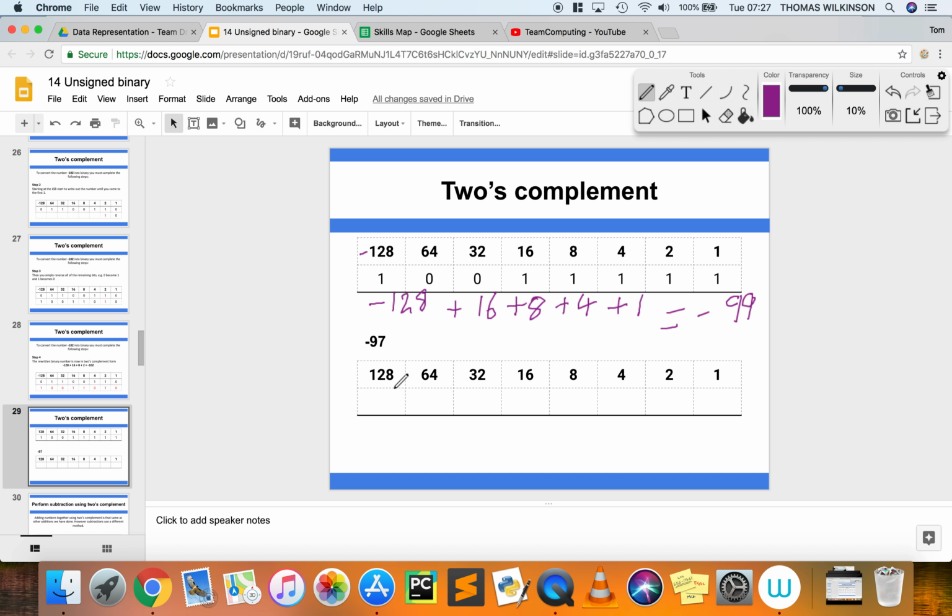Okay, so to do it the opposite way round, what we're going to do first of all is we are going to place positive 97 into our answer here. So we're going to have a 0, a 1 and a 1 to give us 96, and then a load of zeros, and then we're going to have 1 on the end to give us 97.